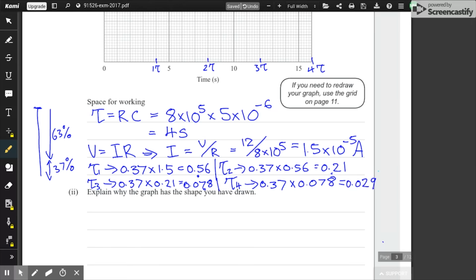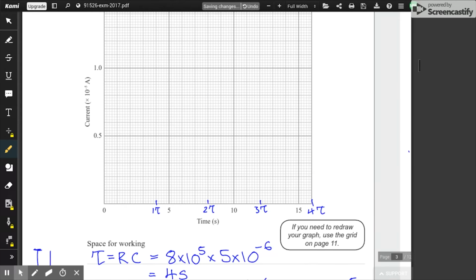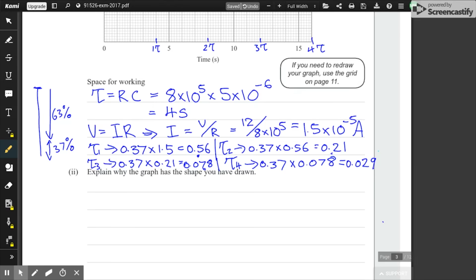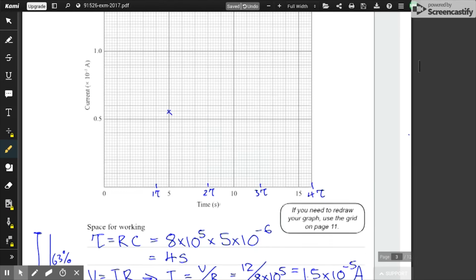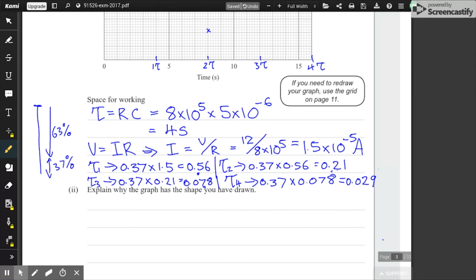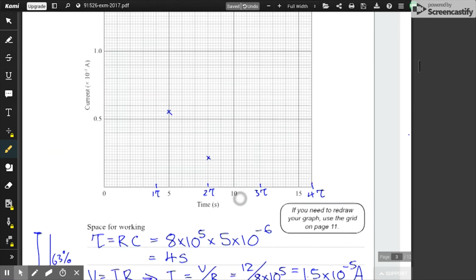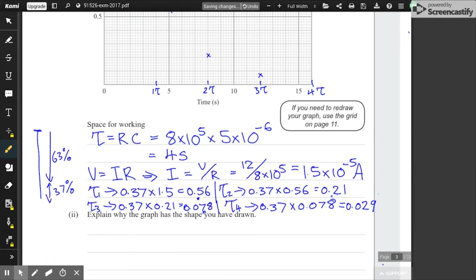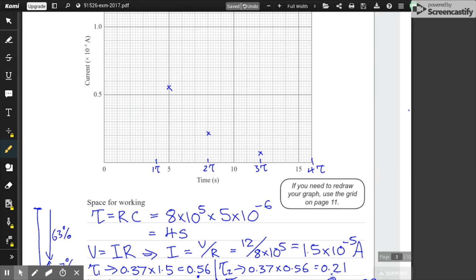Okay, so let's plot all of these points. Our first time constant is at 0.56, which is about here. Our second time constant is at 0.21, which is about here. Our third is at 0.078, which is about here. And our last one is at 0.029, which is going to be about there.